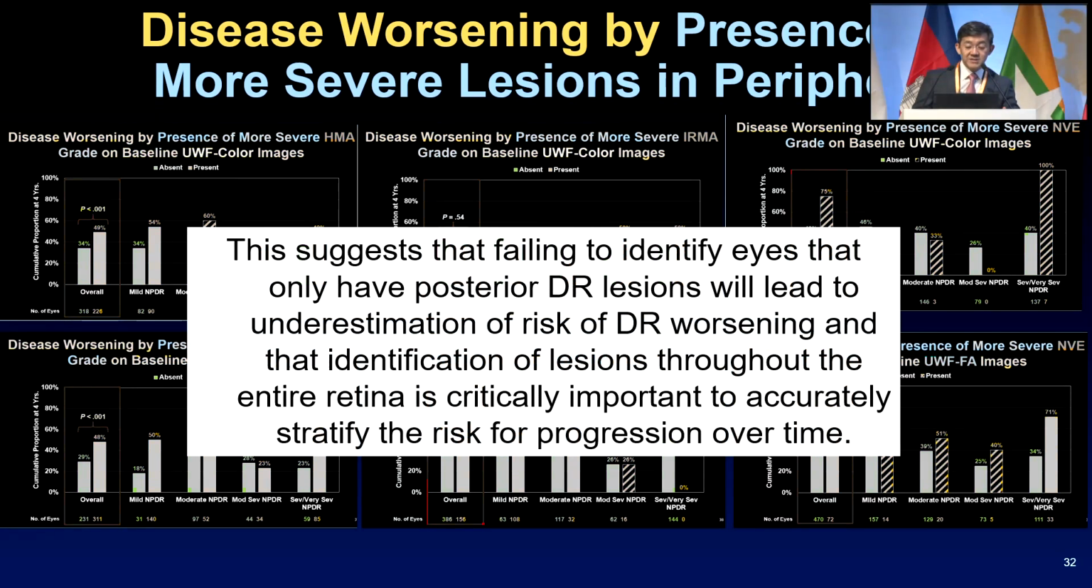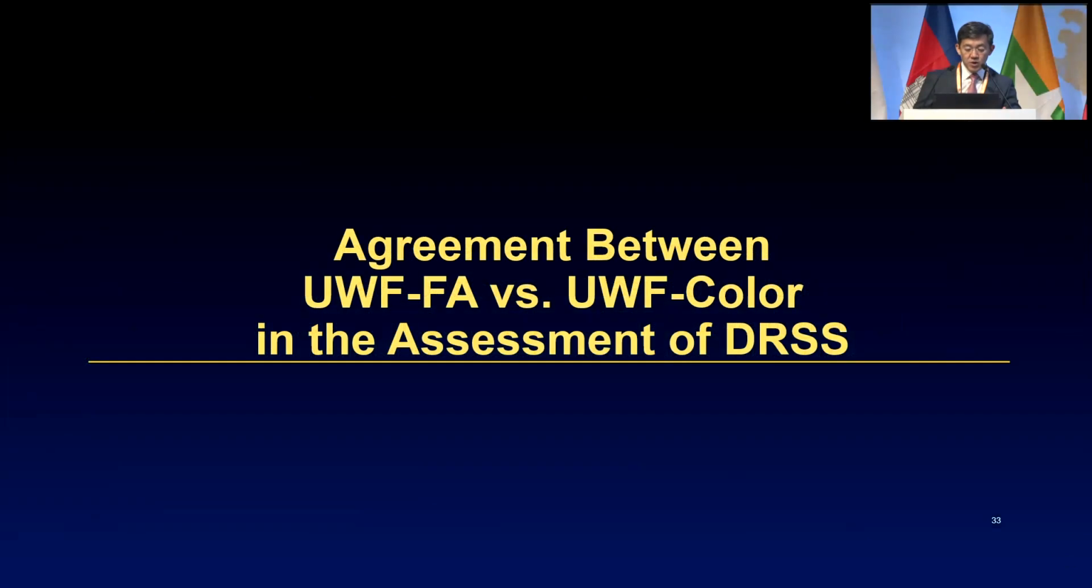So this suggests that failing to identify eyes that only have posterior lesions will lead to an underestimation of risk of DR worsening, and that identification of lesions throughout the entire retina is critically important to accurately stratify the risk of progression over time. So we also looked at the agreement between what we see on the FA and the color in the assessment of DRSS. As I mentioned earlier, with these more peripheral lesions when present on the FA, the risk for worsening is increased.